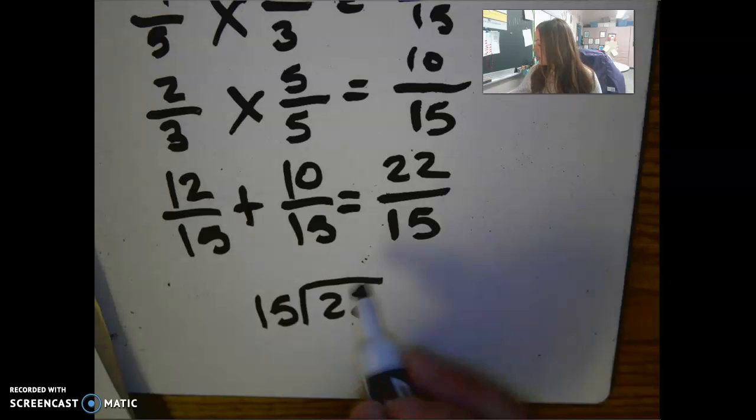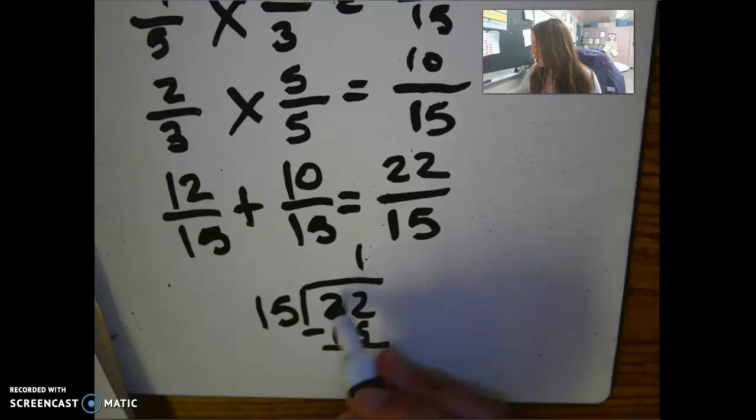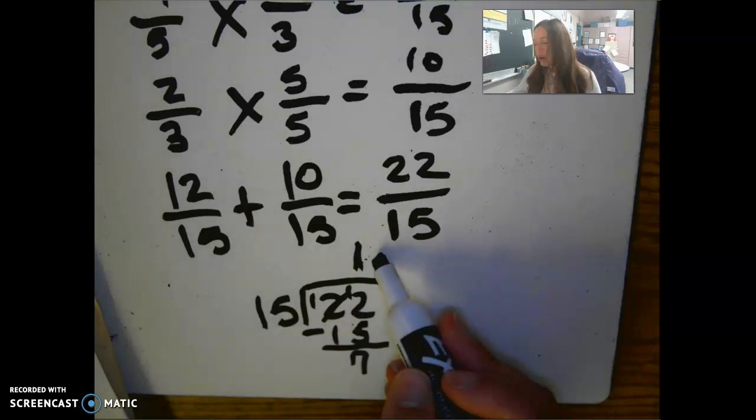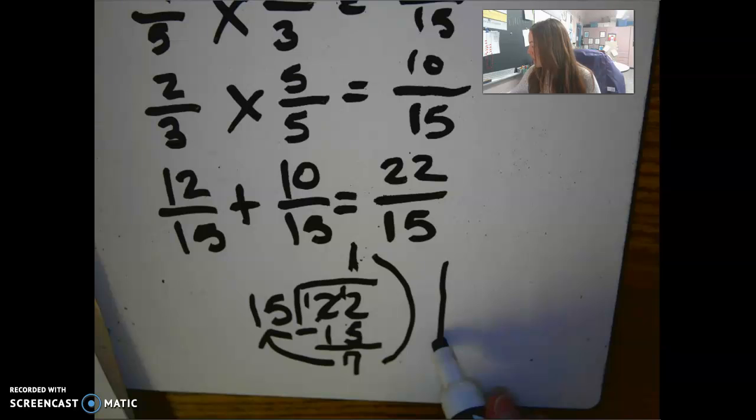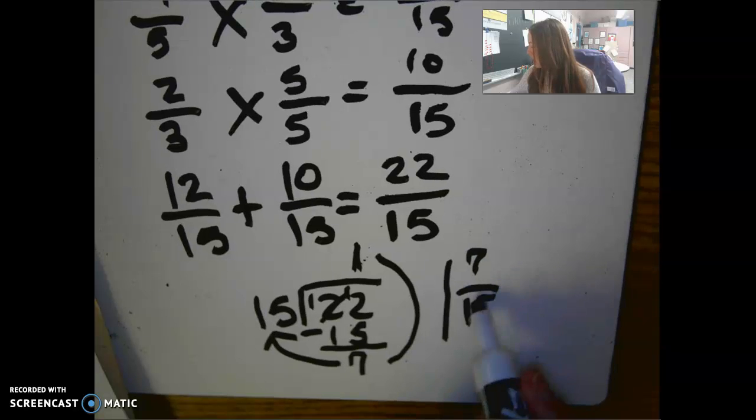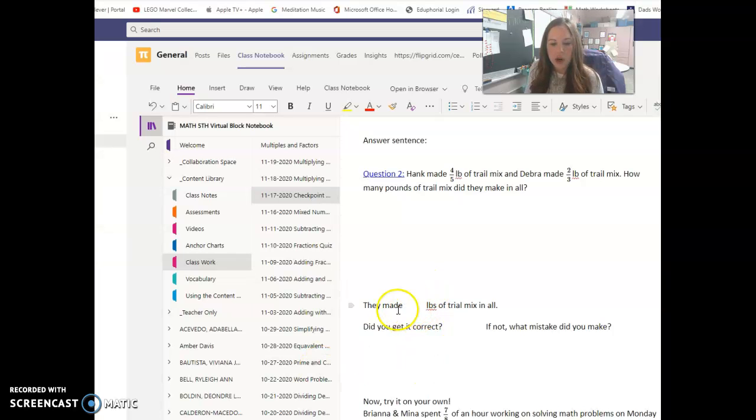We know that 15 goes into 22 one time. I'm going to subtract 15. And I get 7. So we start with our whole number, which is our answer. Whole number, numerator, denominator. So the answer that we would put into our answer sentence is, they made 1 7/15 pounds of trail mix in all.